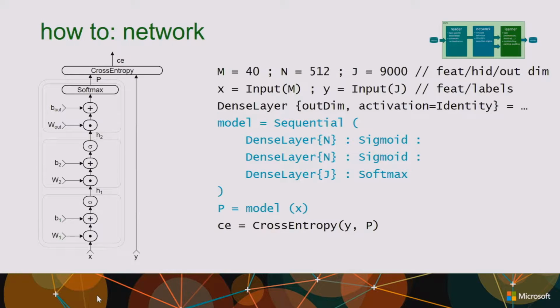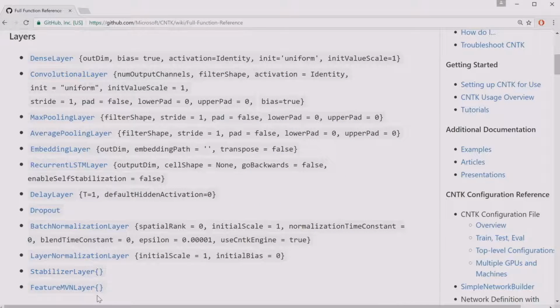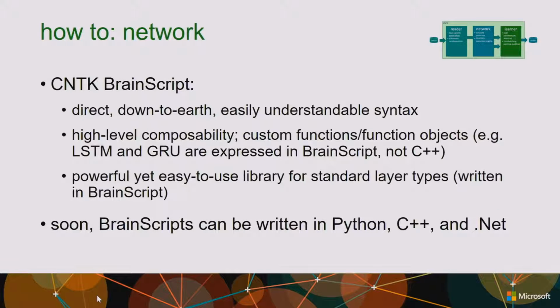OK, so you got a rough idea. And just to give an idea, there are a number of predefined layers: dense layer, convolution, max pooling, recurrence, and so on. So all the important things are there. And what is not there, you can in many cases write yourself using the lower layers of BrainScript. So BrainScript is a direct, down-to-earth, easily understandable syntax that has this high-level composability, and it has this powerful yet easy-to-use standard library. And again, soon you can use Python and .NET and C++ for that.